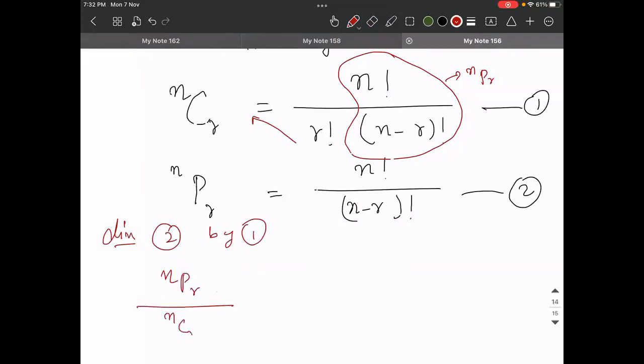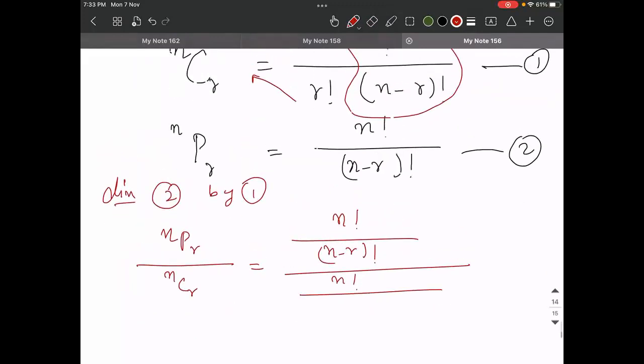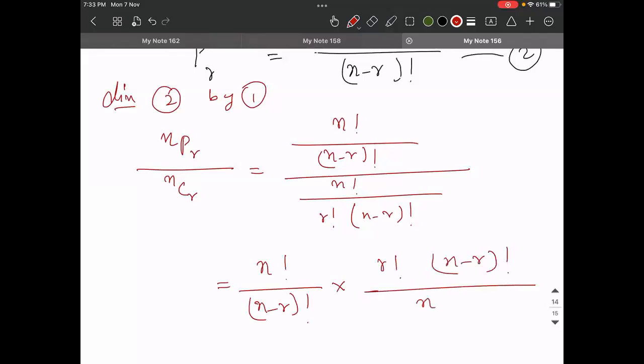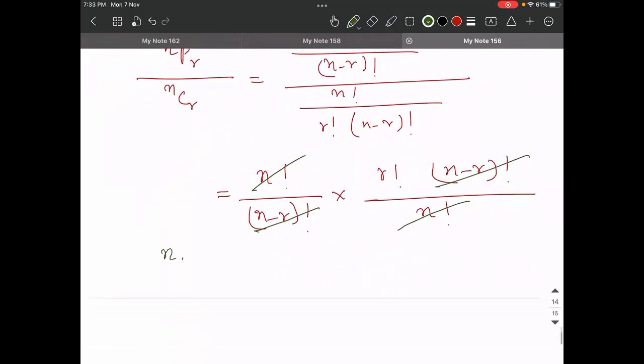NPR upon NCR is equal to N factorial upon N minus R factorial divided by N factorial upon R factorial times N minus R factorial. Is this okay? We can write this as N factorial upon N minus R factorial multiplied by R factorial times N minus R factorial upon N factorial. N factorial by N factorial is 1, and N minus R factorial cancels to 1. What do we have? Only R factorial. So NPR is equal to NCR into R factorial.